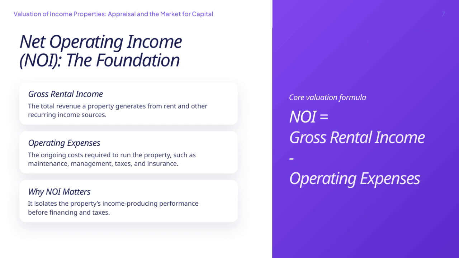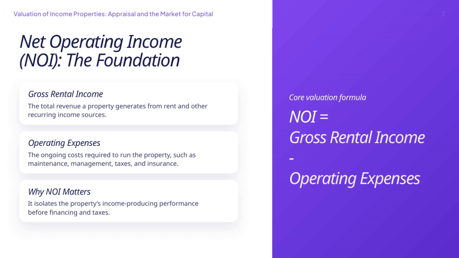The reason NOI is so important is that it gives us a clear picture of the property's income generating ability before considering financing or taxes. Simply put, NOI equals gross rental income minus operating expenses. This core formula is essential for valuing income properties and plays a crucial role in both appraisals and the broader market for capital.